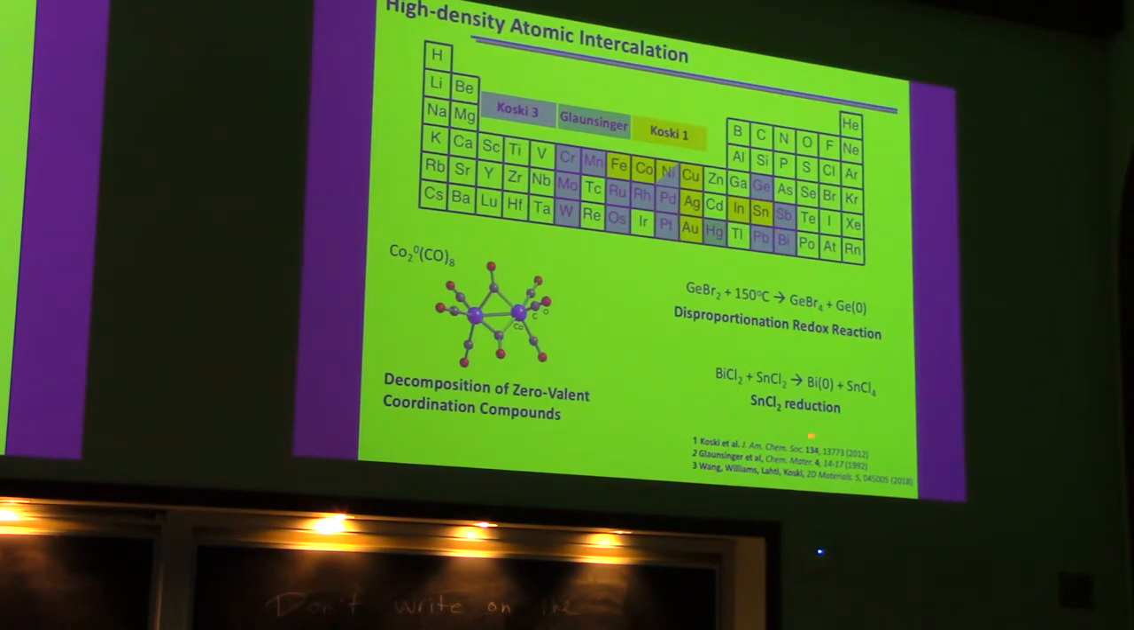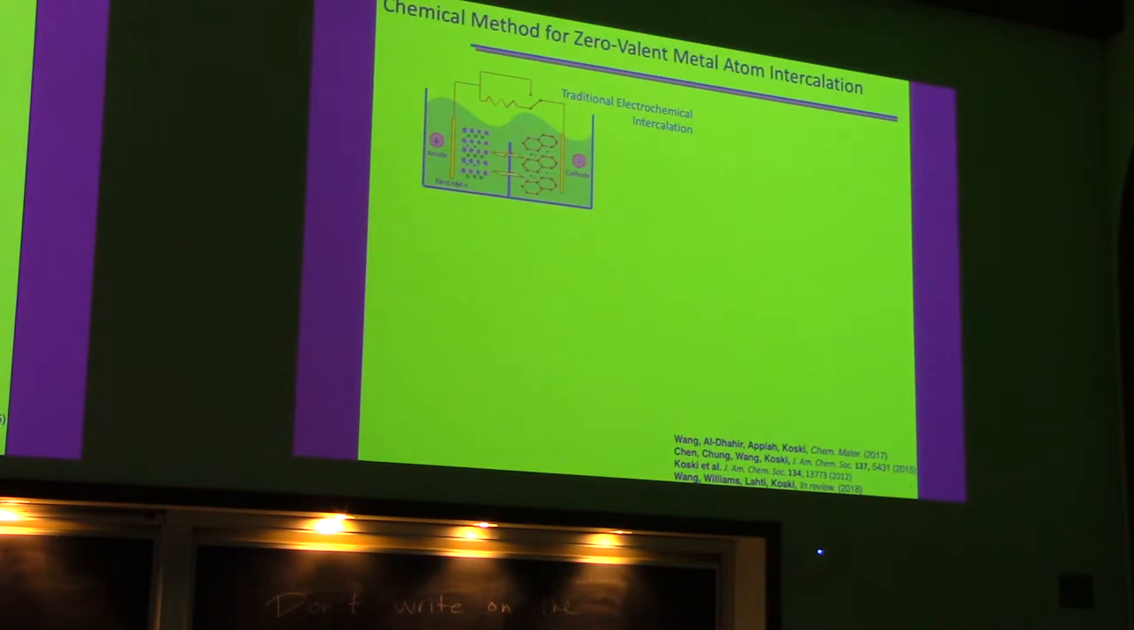Or a tin chloride reduction, so if the electrochemical redox potentials are such that you can reduce your species, you can take bismuth chloride, for example, add in some stannous chloride, and you'll get bismuth zero, which can go into the host, plus SnCl4. So these are just some basic chemistries. I'm going to show you an example to start off with, just copper. This one's my favorite of all of them.